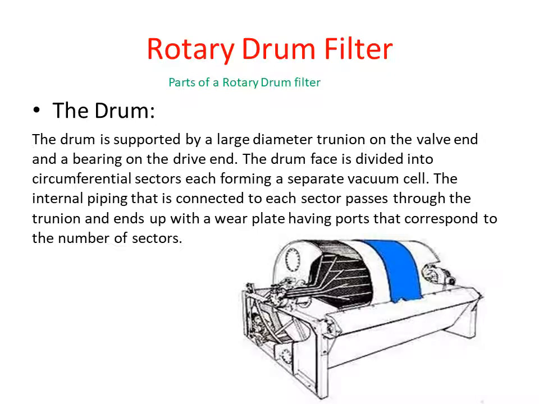The drum is supported by a large diameter trunnion on the valve and the bearing on the drive. The drum face is divided into circumferential sectors, forming separate vacuum cells. The internal piping that is connected to each sector passes through the trunnion and ends up with a wear plate having ports that correspond to the number of sectors.